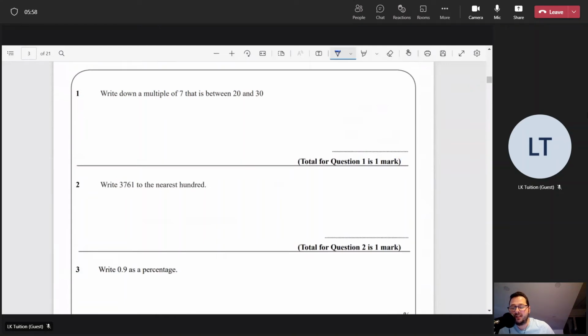Question 1 says write down a multiple of 7 that is between 20 and 30. Well, if you know your 7 times table, there are two numbers actually, 21 and 28, but you just need to stick one down, so let's do 21.